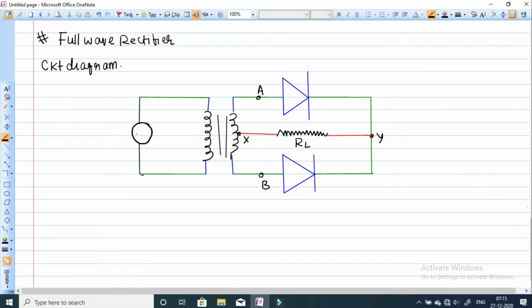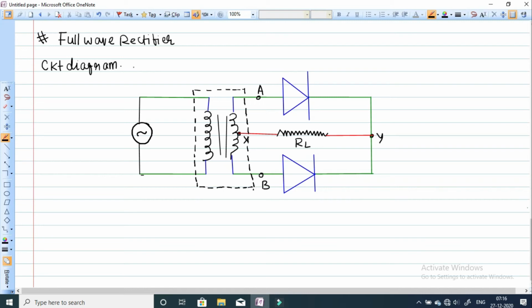Here the input AC is there, and these are the terminals of the transformer. This is a step down transformer. So basically this is the diagram of a full wave rectifier. Basically it is a center tapped full wave rectifier.